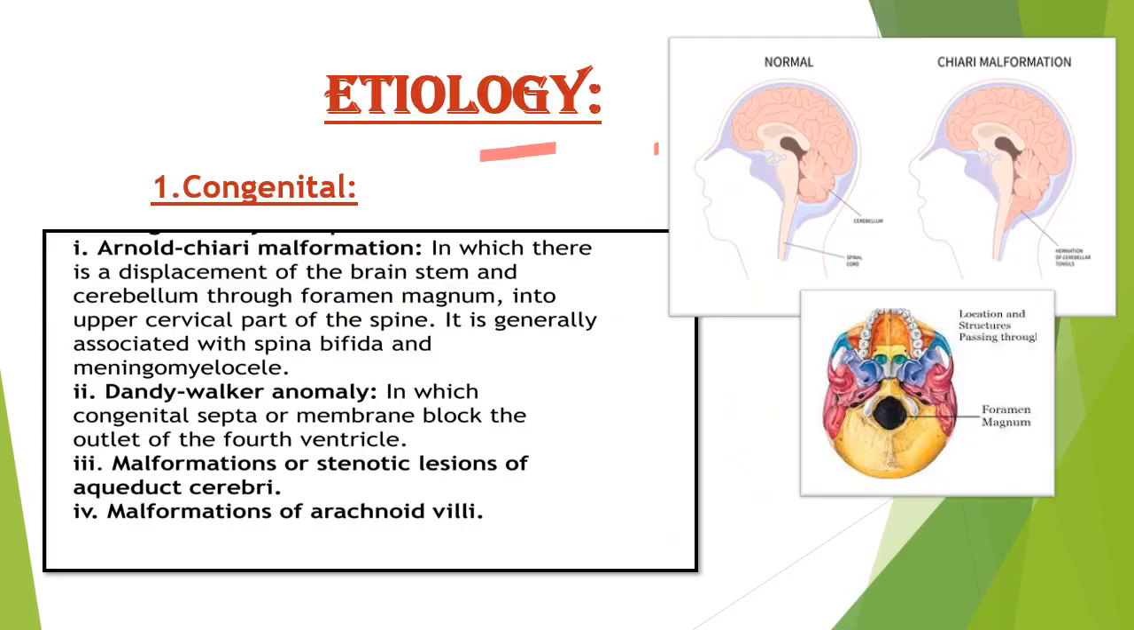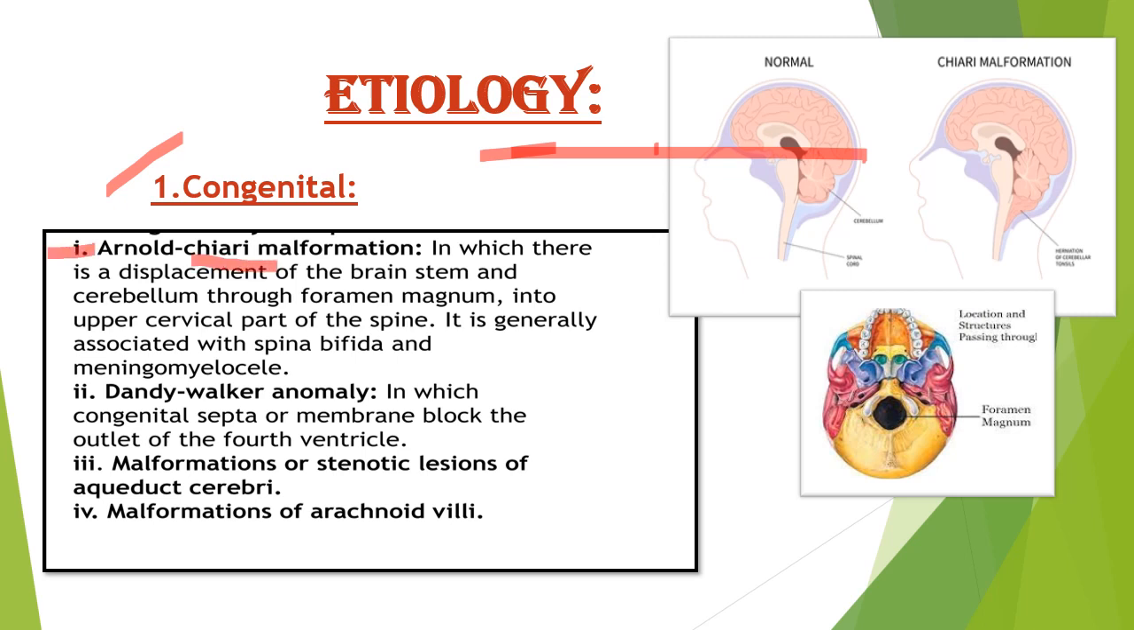So next we can move to the etiological factors. Hydrocephalus is of two types: congenital hydrocephalus and acquired hydrocephalus. Etiology is classified according to that only. First, the etiology for congenital hydrocephalus. First one is Arnold-Chiari malformation.